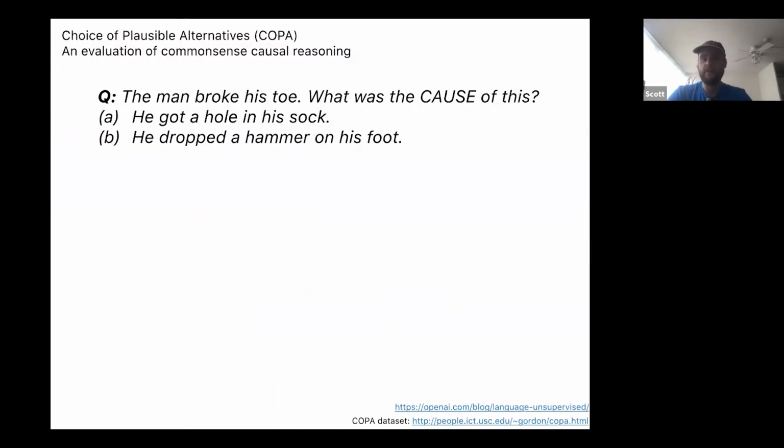Another example is with natural language processing. Let's say we want to do well on this data set, the Choice of Plausible Alternatives data set. There are about 1,000 questions in this data set. It has questions like, the man broke his toe. What was the cause of that? And obviously it was that he dropped the hammer on his toe, not that he had a hole in his sock. So we'd like to answer questions like this with 100% accuracy.